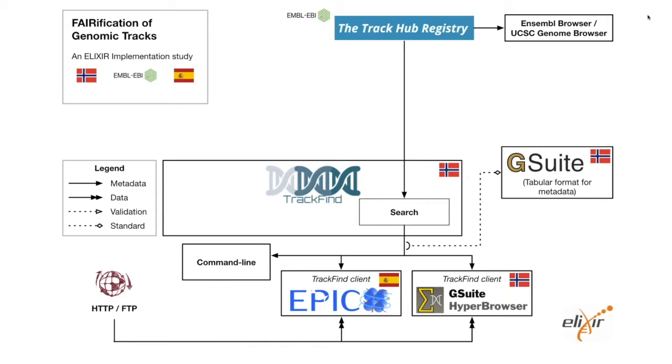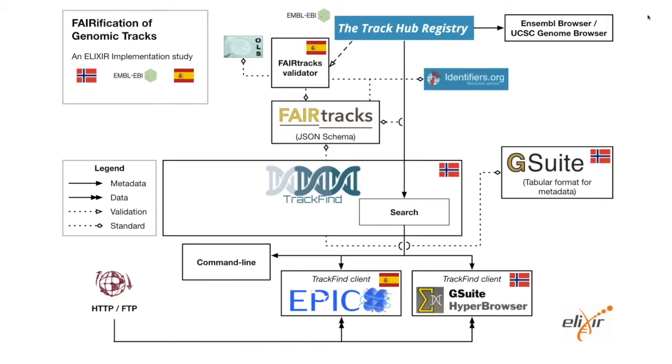The reason why we created the Trackfind software was that the Trackhub registry currently has too limited search capabilities, and they wanted something more usable and extendable. So in order for this to go together, we needed to define a standard for how the metadata should look. So we have developed a first version of a standard called FAIRtracks, which is the JSON schema, and the validator for this.